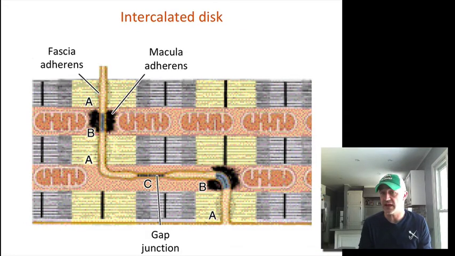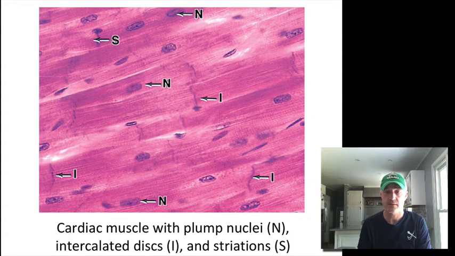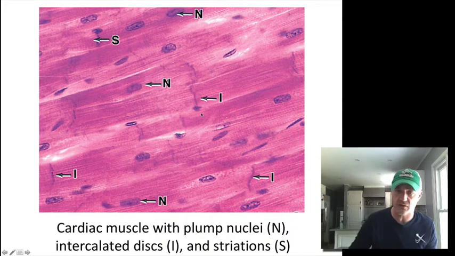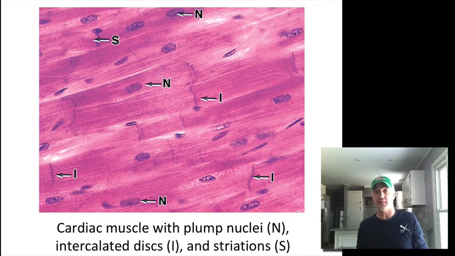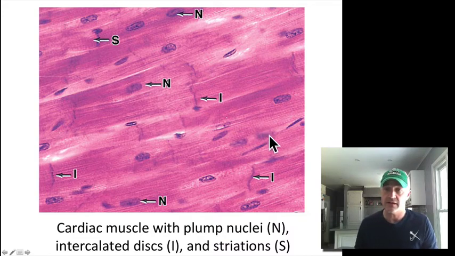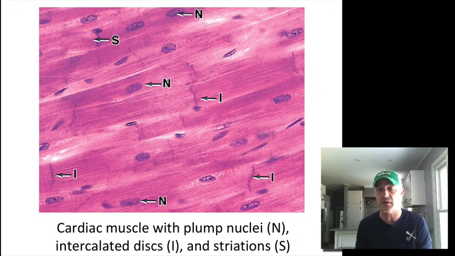And again, just kind of showing you a cartoon version of that intercalated disc structure. And again, as you can see here, branching fibers, centralized nucleus, intercalated disc. Those are the things that are going to give you that distinct difference from skeletal muscle. Again, it does have the striations, which is something we are not going to see in the last one that we're going to talk about, which is going to be the smooth muscle.